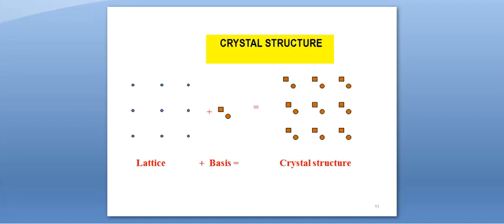Lattice plus basis gives the crystal structure. So this is the diagrammatic representation of the crystal structure. These are the imaginary points, the lattice points. This is the basis. Basis is a group of atoms. So if we add these two, lattice plus basis, we will get the crystal structure. So this is the crystal structure.